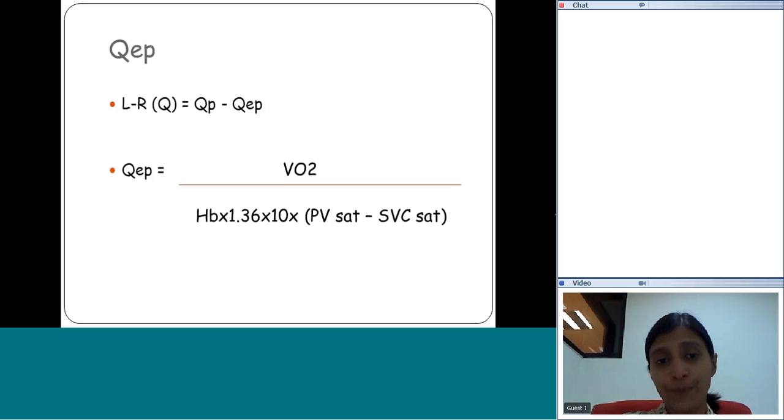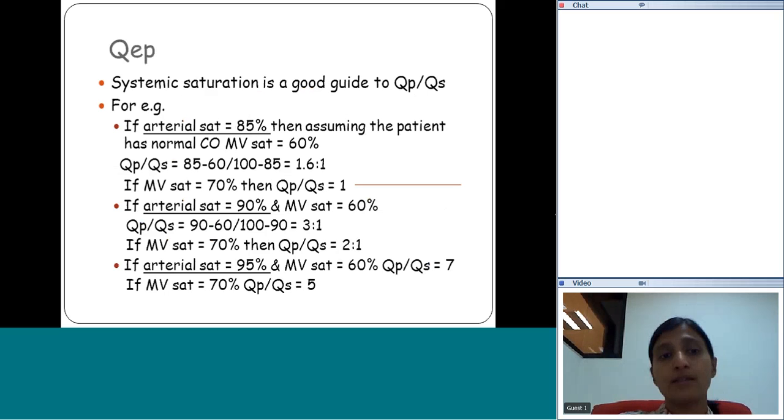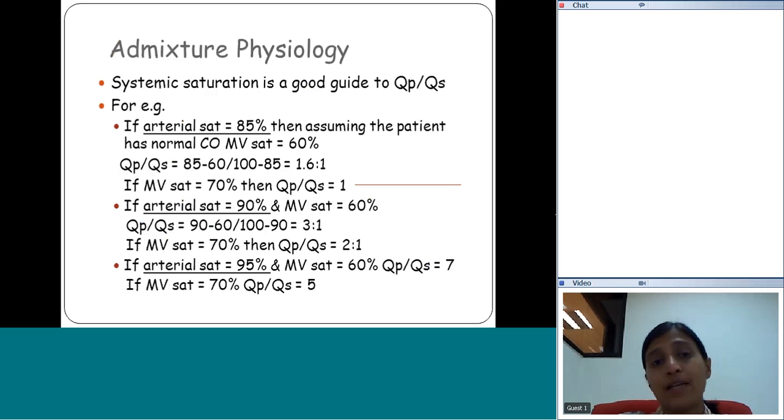Now, just as an aside or an additional slide, I would like to make a point about admixture physiology. For example, single ventricle type scenarios, or what we call complete mixing scenarios. Here the systemic saturation is a good guide to QP/QS. So depending on your arterial sat, you can guesstimate what the QP/QS will be even without doing a hemodynamic study. For example, if you have an arterial saturation of say 85%, then normally, assuming the patient has normal cardiac output, the mixed venous sat will at least be 60%.